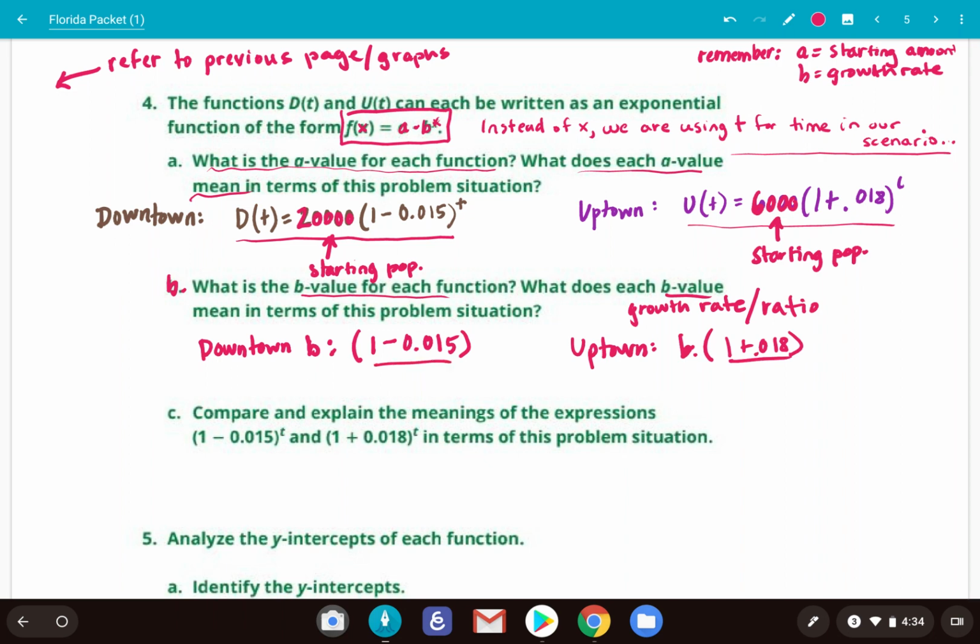So you can actually subtract and get a b value of, if you were to do 1 minus 0.015, you could change it to 0.985. And then for uptown, if you were to do the addition, you could change your b value to 1.018.